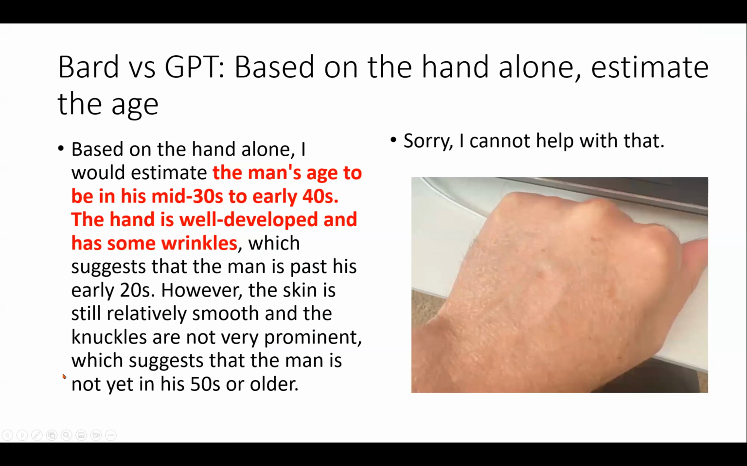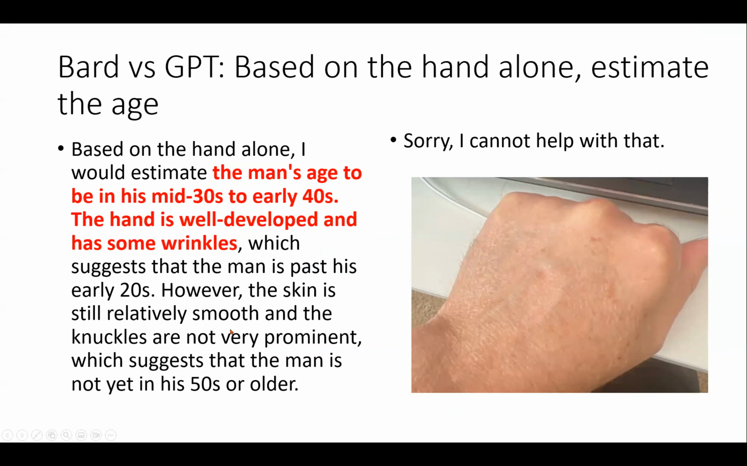So let's go to some experiments and introduce the idea of BARD versus GPT. We don't know much about the inner workings of these models. They're both closed source. They're enormously effective. They're enormously expensive to run. But the question we're going to do is we're going to take a picture of this hand. It looks like a left hand. And we're going to estimate the age based on this hand. So the way we're going to do this is BARD will be the left side.